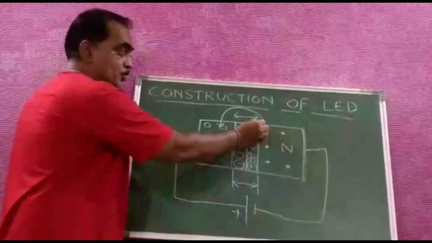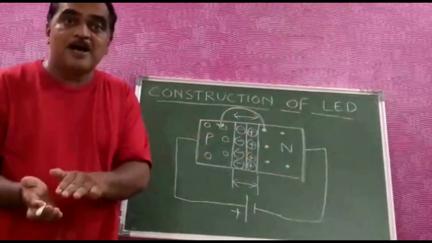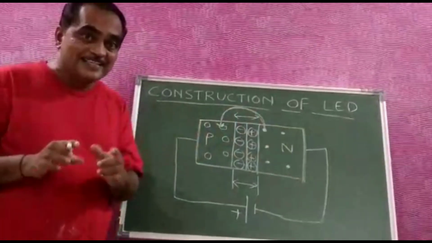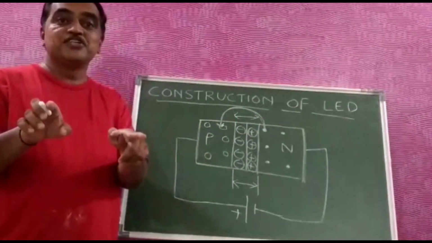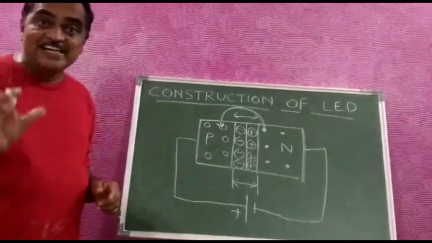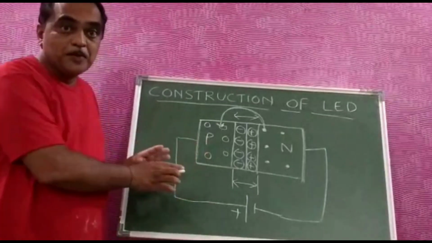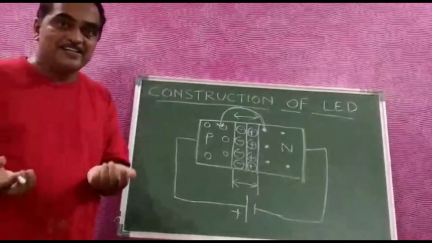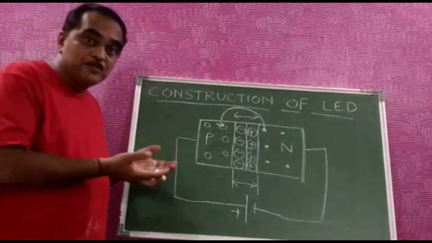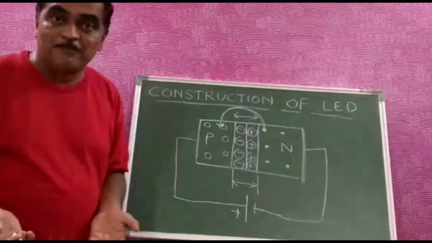There is a combination of hole and electron, and there the electron from a higher level of energy is coming down to a lower energy level, and in that case it is radiating certain energy out. That radiation of energy which is coming out is heat in case of a normal PN junction diode. But in case of an LED, where it is highly doped and the materials are different, that energy which comes out because of recombination is in the form of light.